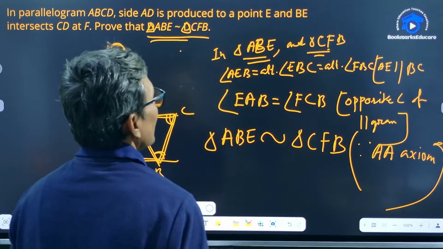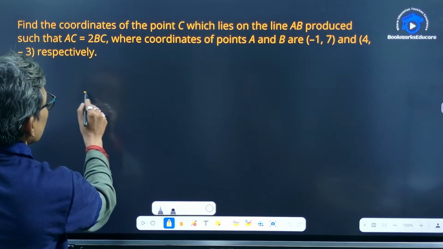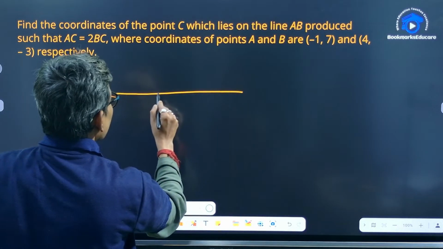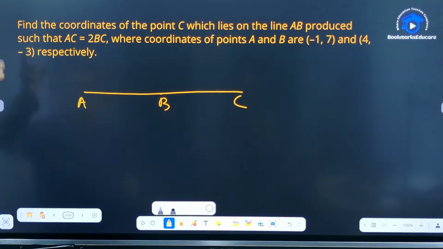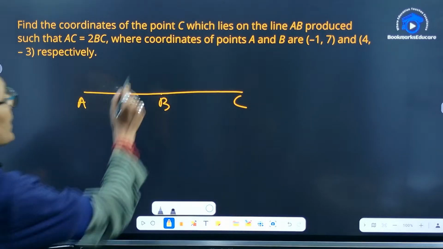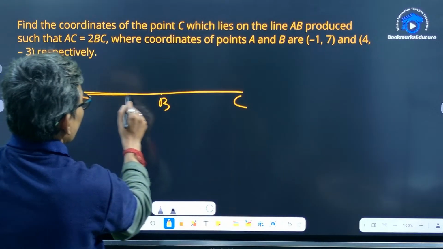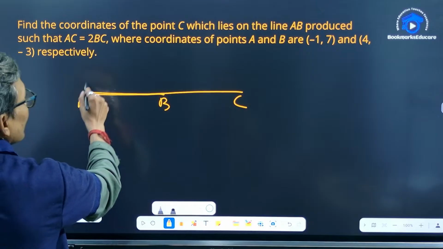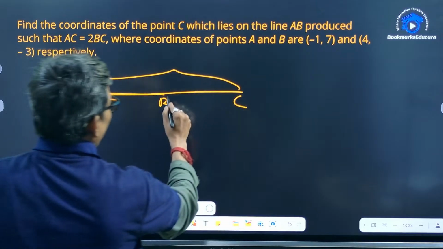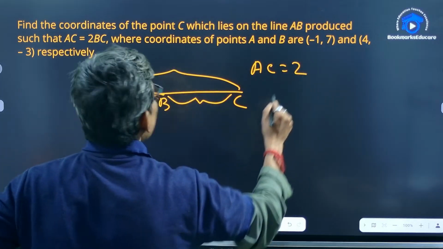Okay. So next sum, find the coordinates of point C which lies on the line AB produced such that AC is equal to twice of BC.